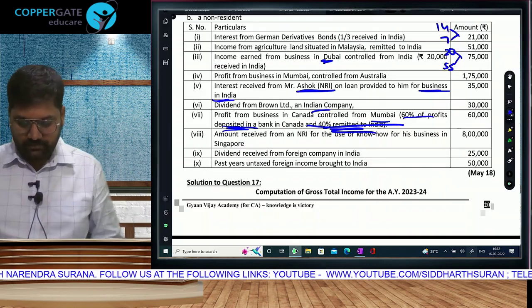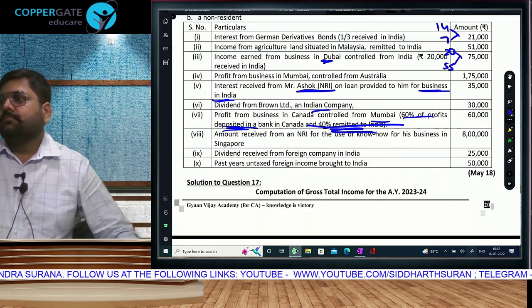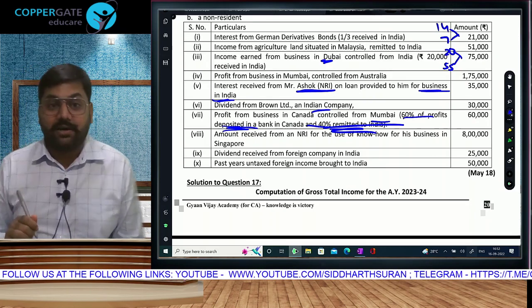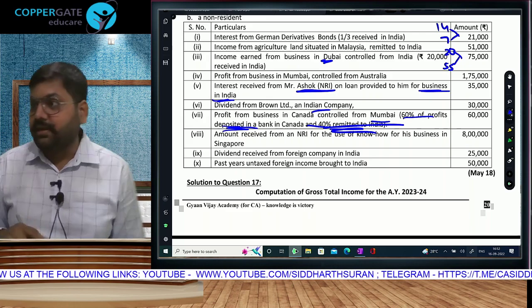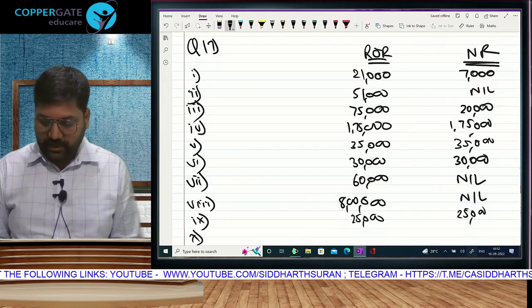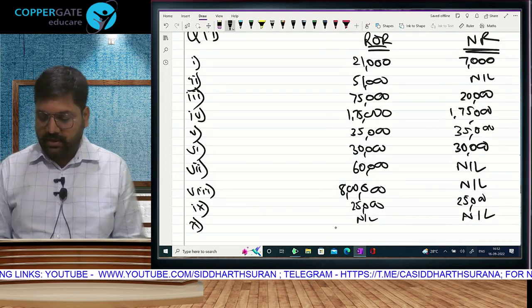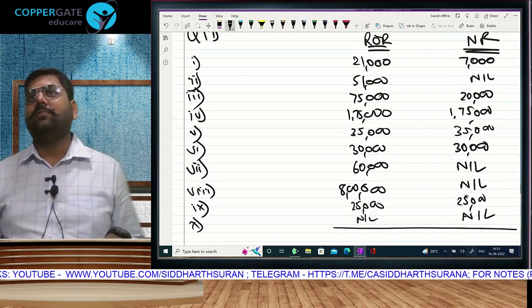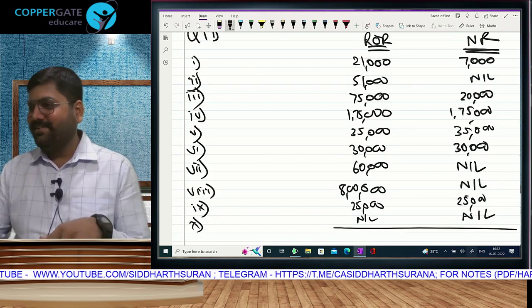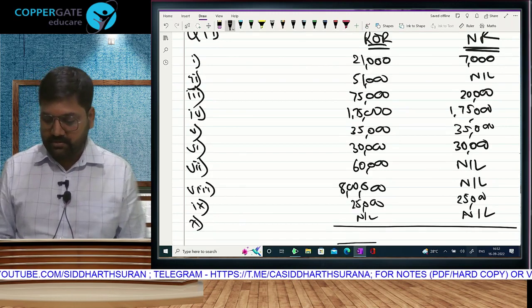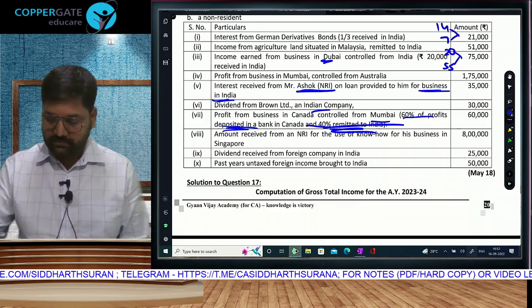And the last income? Past years untaxed foreign income brought to India 50,000. Both nil. This is the only place where ROR ka we will take nil because we are only remitting income of past year. We are not actually earning anything. हाँ. कोई तो नील लिखने में इसलिए एक्साइटेड है क्योंकि खुद का नाम नील है. तो राइट नहीं, टेक द टोटल. डोंट पैक योर बैग्स. टेक द टोटल.